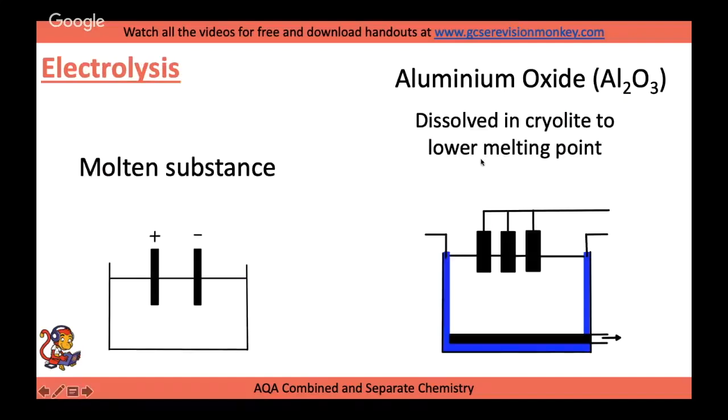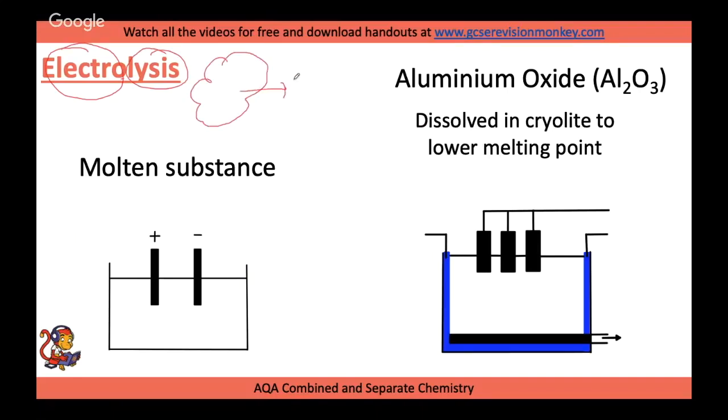The next practical is electrolysis. I'm going to go through a little bit of theory of electrolysis before I introduce the practical itself. So we're going to start off by thinking about what electrolysis is. It's using electricity, electro, to split something, lysis. And what it splits is an ionic compound.